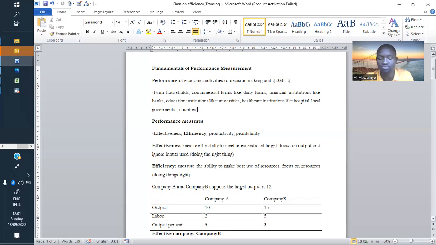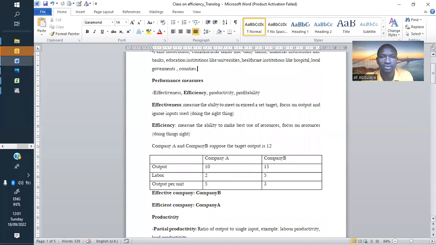The example I can use here is that we have two companies, company A and company B. Let's say that the target is 10, and company A reached the target, company B also reached the target. But in terms of input use, company A used only 2 to achieve those 10, and company B used 5 to achieve those 10. At the end, we can see that company B is effective in the sense that it reached the target. But company A not only reached the target, it used less input. We can say that company A is efficient.